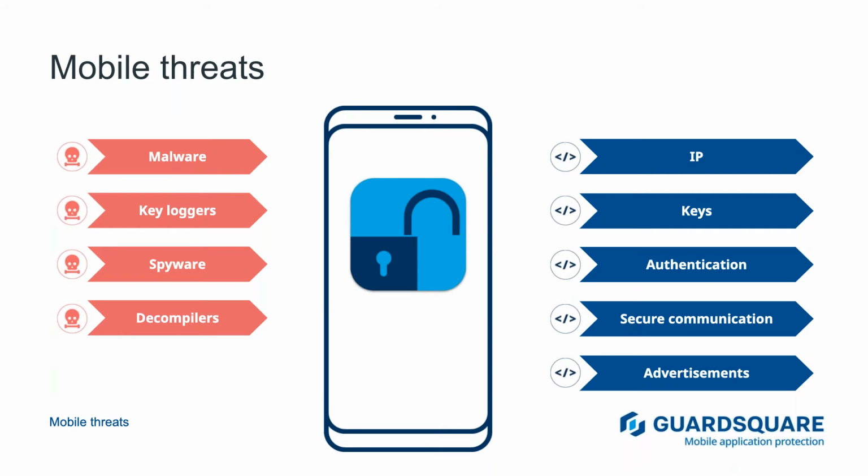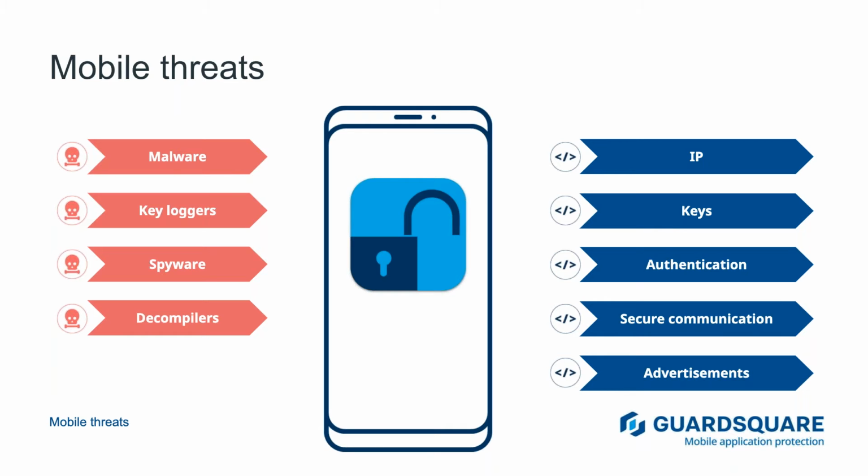There might be malware installed on the device that's trying to interact with your application. Also, keyloggers and spyware may be present on the device trying to sniff users' credentials, but also other security-sensitive information that the user is entering in your application. And then there is also the malicious user to protect your app from. Malicious users can try to reverse engineer your application and change its behavior in a more desired way.